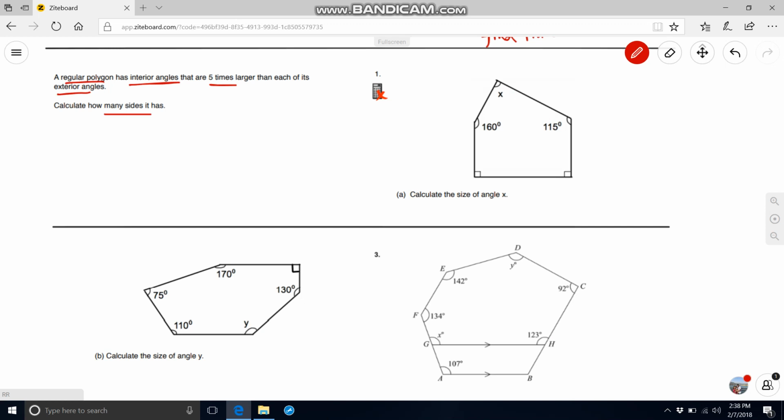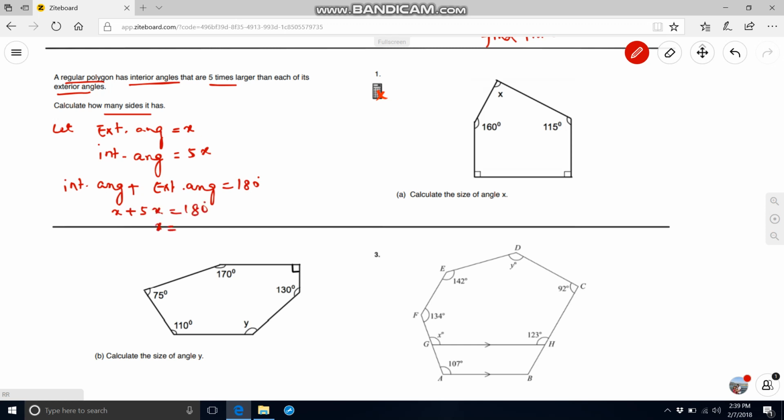So you can assume the exterior angle is x and the interior angle is 5 times larger, they are saying, so you can use 5x. And our first rule is interior angle plus exterior angle is equal to 180 degrees. So you can use x plus 5x is 180 degrees, so that you will find out what x is. x means exterior. Once you find the exterior angle, you can easily find the sides. So find the exterior angle, then you can find the sides.